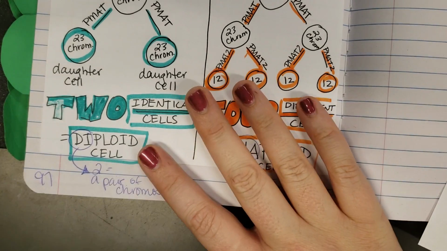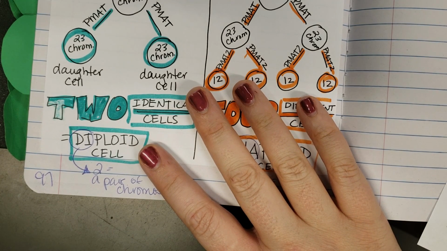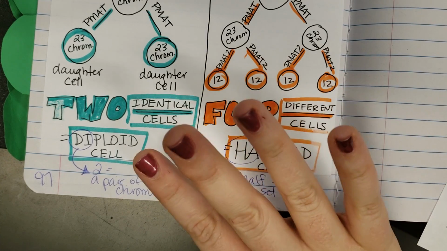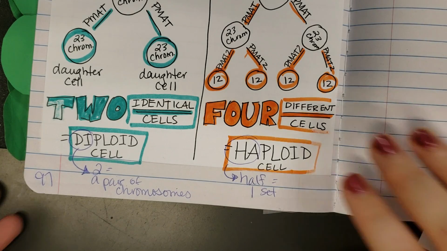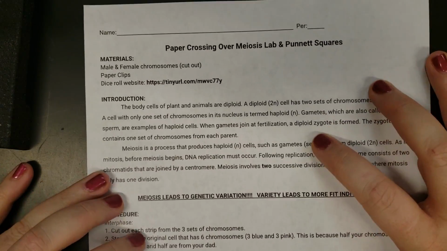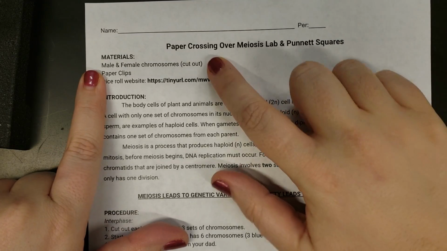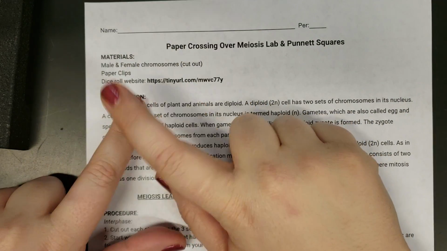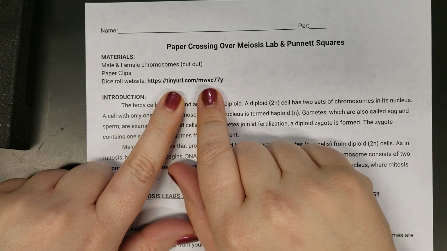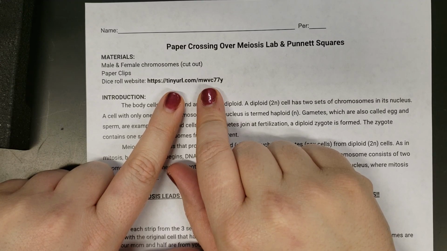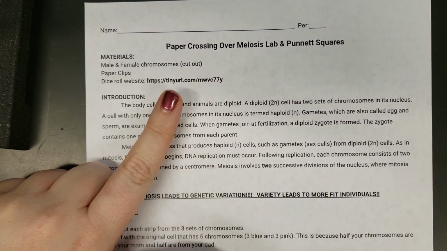Okay, so what we're going to do is model this process using paper chromosomes, and to keep it from being too long and terrible, we're only going to do 3, 2 regular chromosomes and the sex chromosomes, okay? So you're going to look at your lab, and you should have all of these materials. The male and female chromosomes cut out, the paper clips, and then if you go to this tiny URL, it'll take you to a website that allows you to roll a dice. And you only need to roll 1 die, okay?